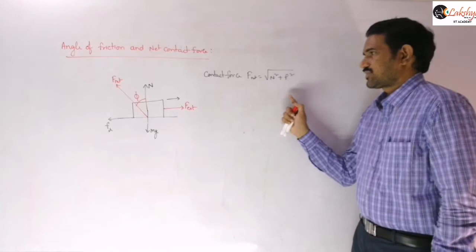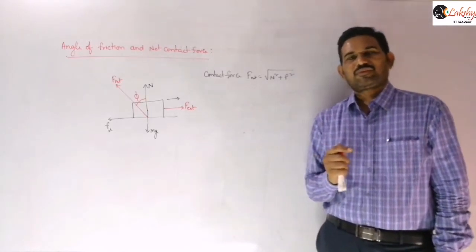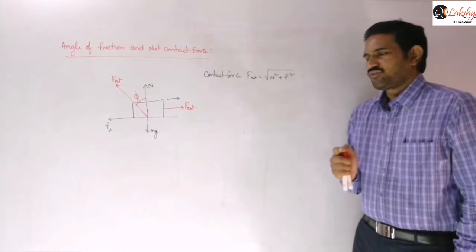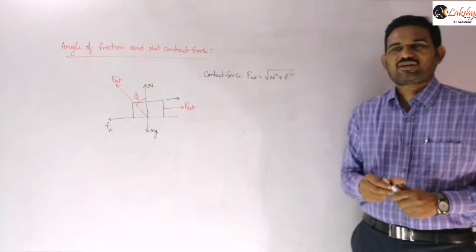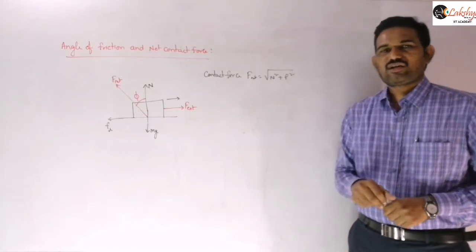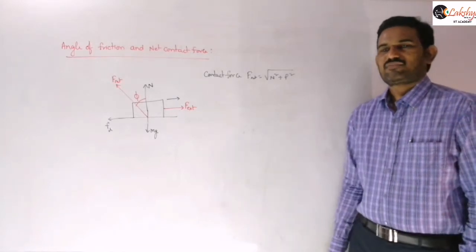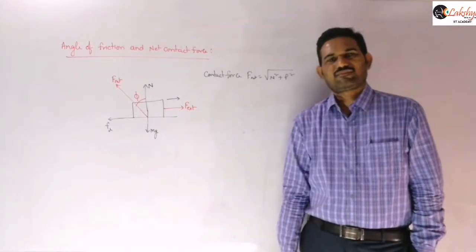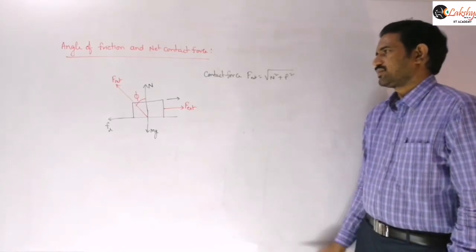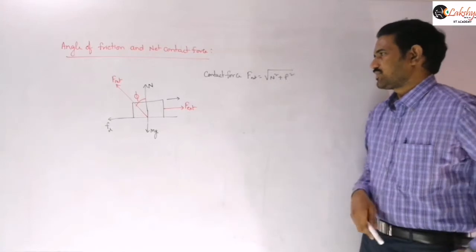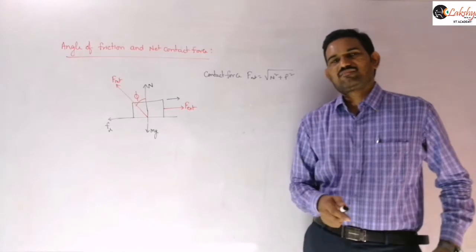First write about this contact force here. We know friction and normal reaction are the two rectangular components of the contact force. Therefore, contact force F net is equal to square root of N square plus F square.